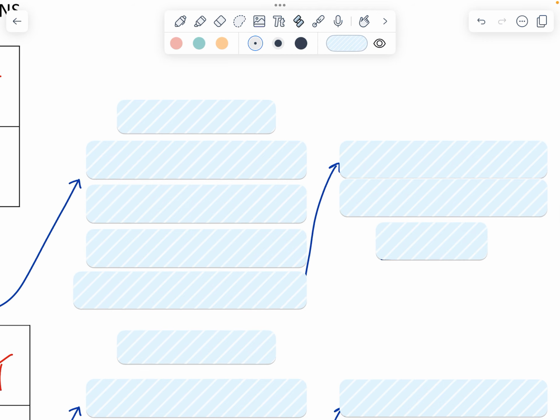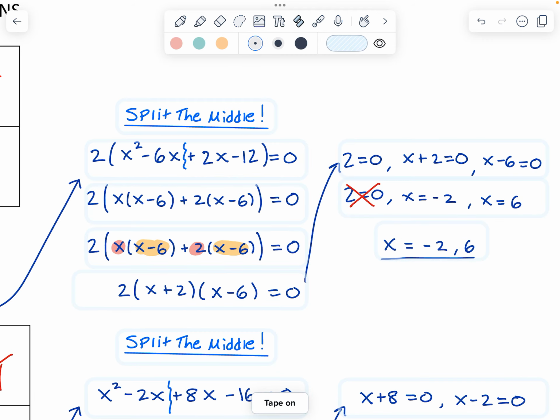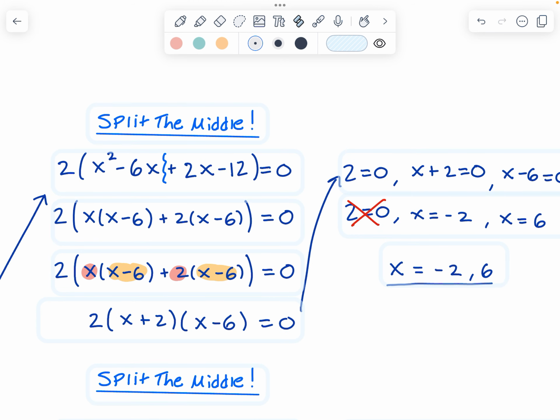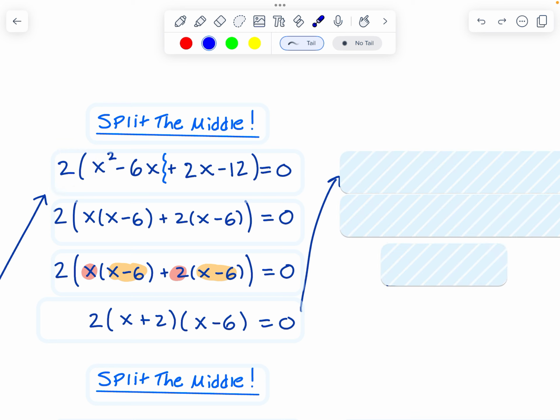Just kind of showing you here. When you split the middle, again, 2 stays right out in front the whole time. I'm able to factor out an x. I'm able to factor out a 2. I leave behind an x minus 6. So I group x plus 2, x minus 6, and look who's still hanging out, the 2. Right, that 2 is still hanging out because it's our GCF. We took it out earlier. It's got to stay.